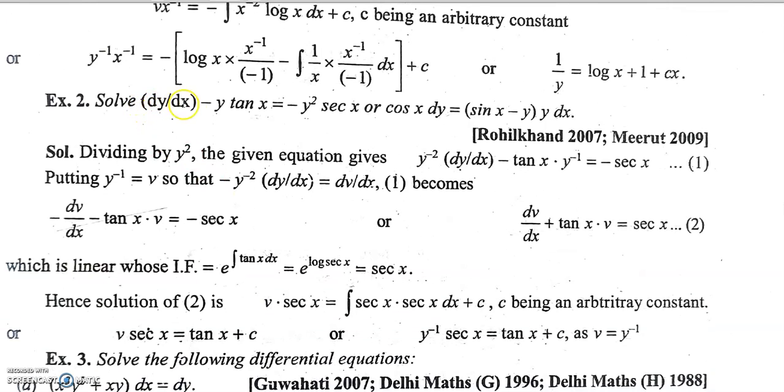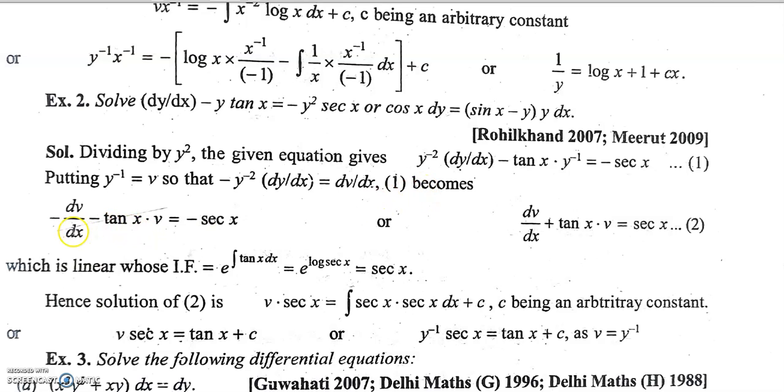similarly suppose dy/dx minus y tan x equal to this function. Okay, so here you see, because this is dy/dx, you need x free in the right hand side, so you need to divide by y square. What you get, right hand side minus sec x, left hand side y power minus 2 dy/dx minus tan x into y power minus 1. Now function of y should be put as v, that means y power minus 1 equal to v, so that you get 1 by y square dy/dx equal to minus dv/dx.